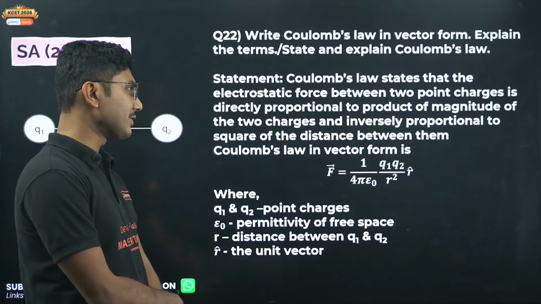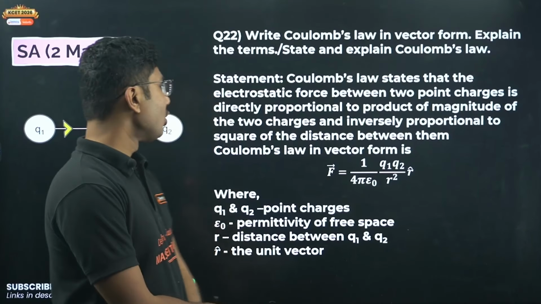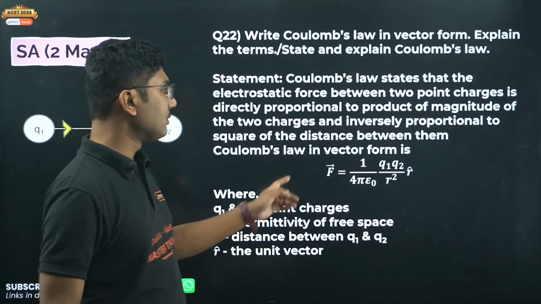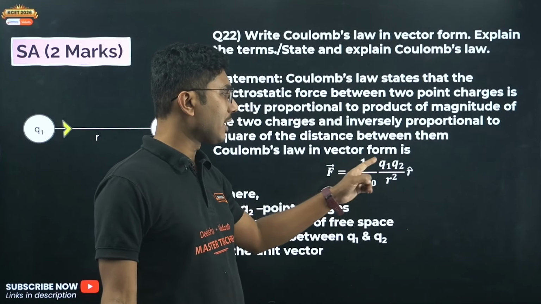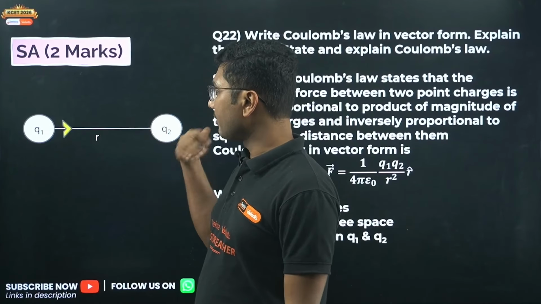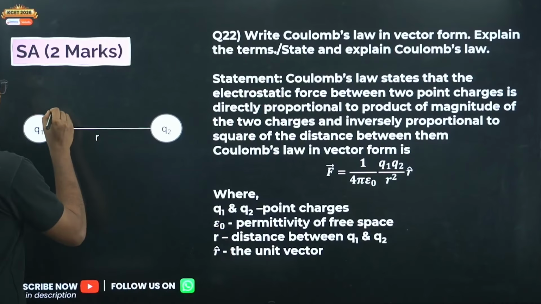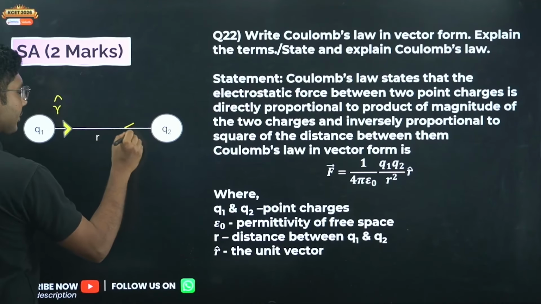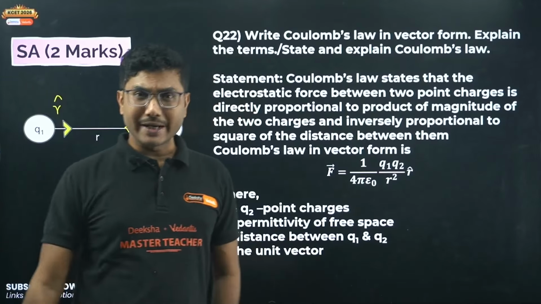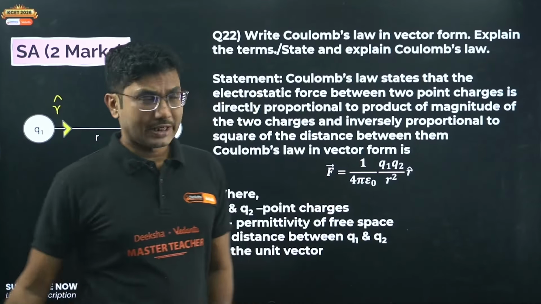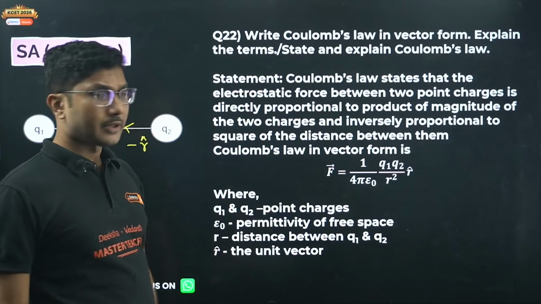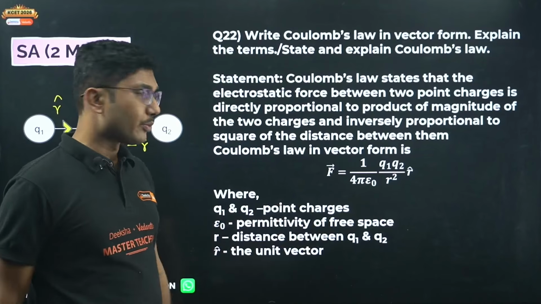Statement: Coulomb's law states that the electrostatic force between 2 point charges is directly proportional to the product of the magnitudes of the 2 charges and inversely proportional to the square of the distance between them. Coulomb's law in vector form is F equals 1 by 4 pi epsilon naught q1 q2 by r square r cap. In this case you have to show what the r cap vector is. You can take this as your r cap, and you have to mention this is minus r cap. Obviously, based on whether it is F12 or F21, it can vary. This is the overall statement of Coulomb's law. And you also have to mention the terms: Q1, Q2 are point charges, epsilon naught is the permittivity of free space, r is the distance between Q1 and Q2, and r cap is the unit vector.